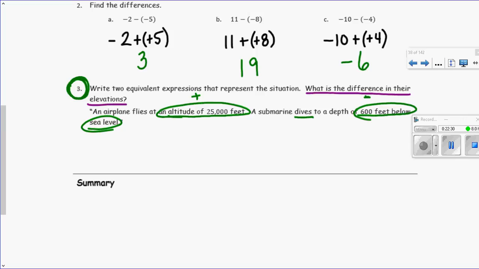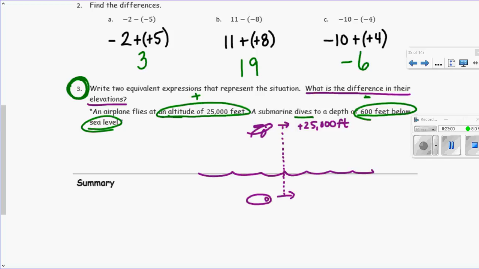Elevation just means like how high you are. So here's my kind of diagram here. You're not allowed to make fun of my airplane drawing skills. Okay, here's the airplane, and it's at positive 25,000 feet. Okay, let's pretend that they're flying over an ocean. That'll actually make this a lot easier. So this is 25,000 feet here. And then I know that the submarine is 600 feet. Boy, I have no idea how to draw a submarine. Okay, I'm done drawing this. Let's just pretend that's a submarine. Okay, that's at 600 feet below sea level, which is represented as negative 600.